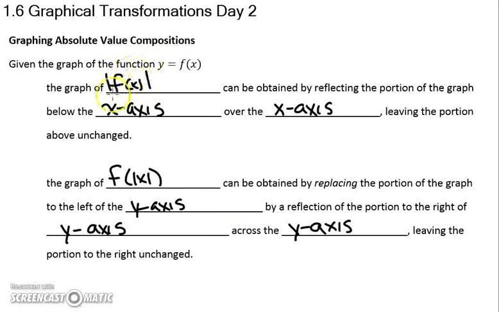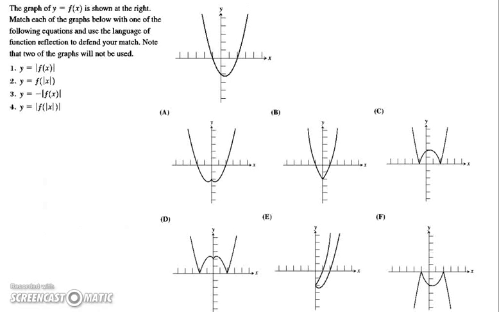F of x is going to be y values. So if we take the absolute value of a y, we're going to take everything below the axis and move it up. Here we're taking just the absolute value of x, so we're going to take everything to the left of the y-axis, so everything with negative x values, and replace it with everything that we had with positive x values. So let's take a look at a couple of real quick problems, and then we'll call it quits on this video.